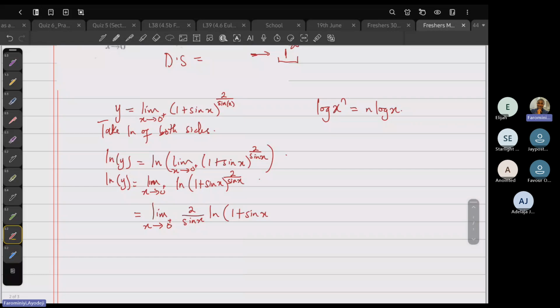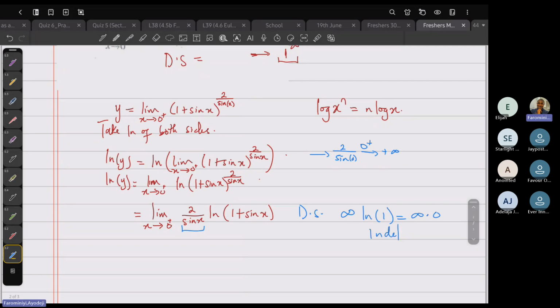Like I said, it has solved itself, because if we try direct substitution again, there will be a problem, because this part will go to infinity, because you're going to have 2 over sine 0. So this will go to 2 over sine 0, and that will go to positive infinity if you are going from the right of 0. So that is infinity. And when you plug in 0 here, you have natural log of 1. So this is infinity times 0, another indeterminate.